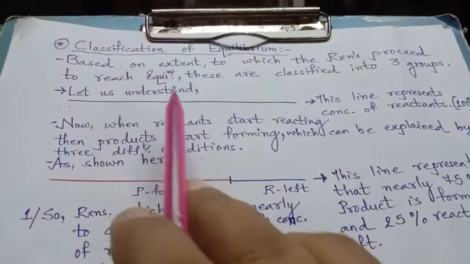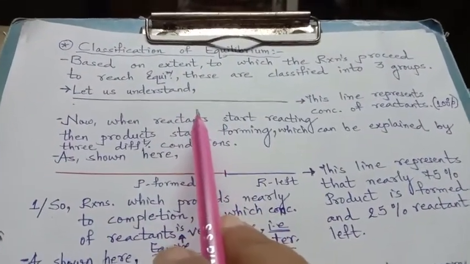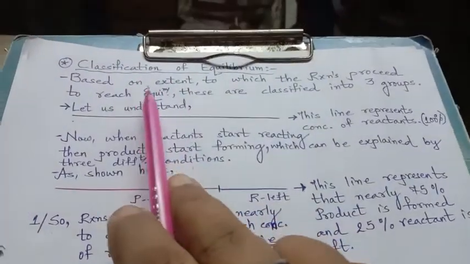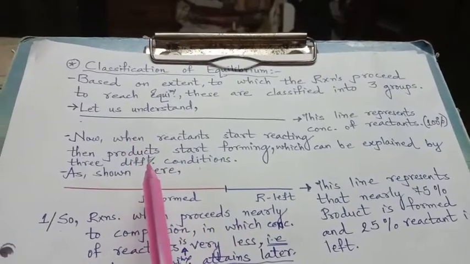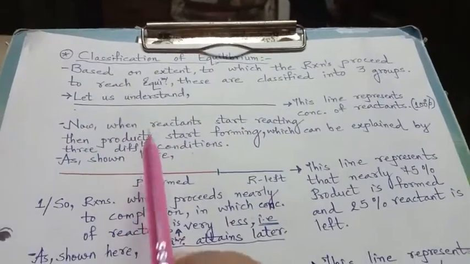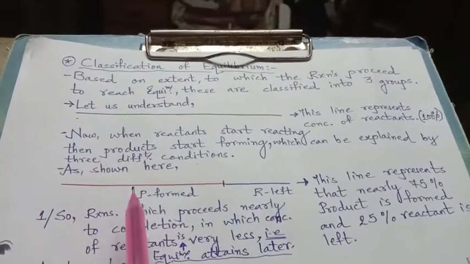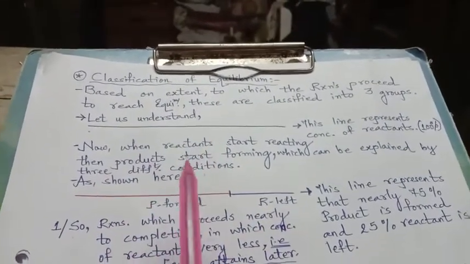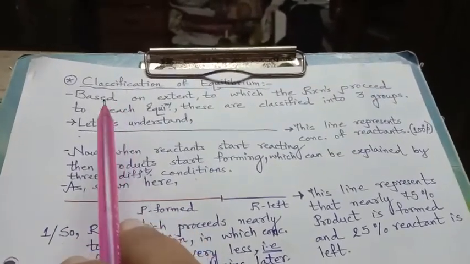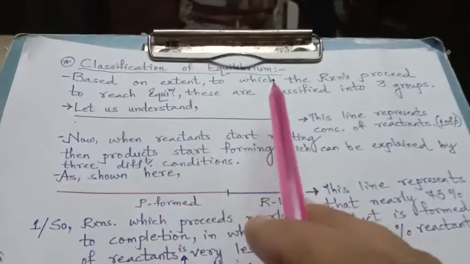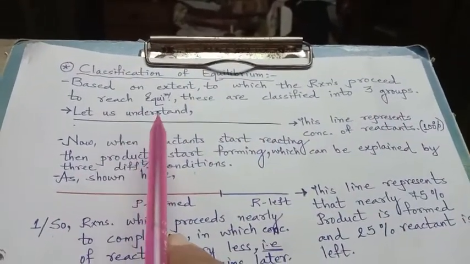Good morning, dear students. Today we will continue with another topic, and that is the classification of equilibrium. The classification of equilibrium is based on the extent. Extent means how far the reaction has been completed or how far it is left to completion. So, classification based on extent to which the reactions proceed to reach equilibrium.